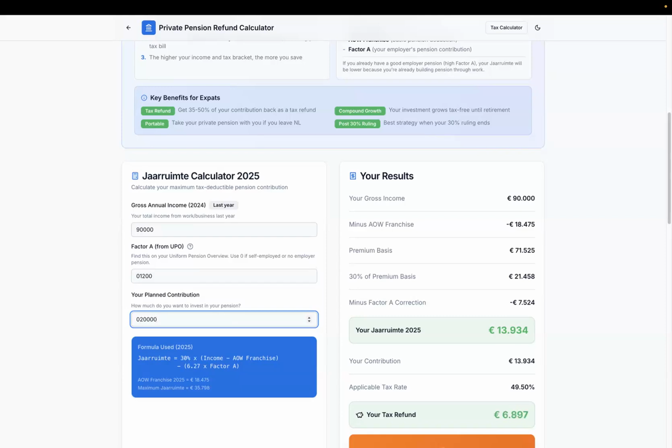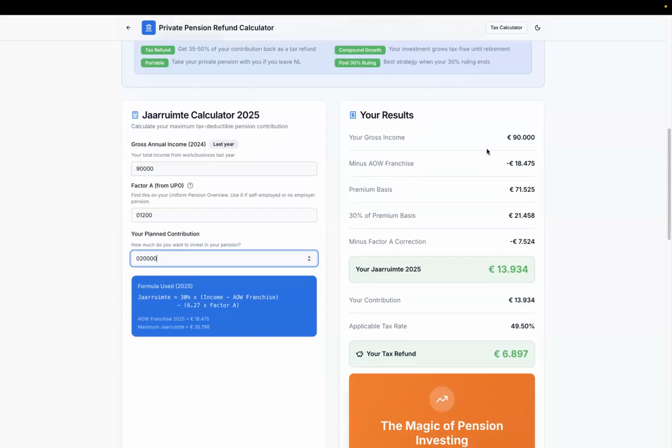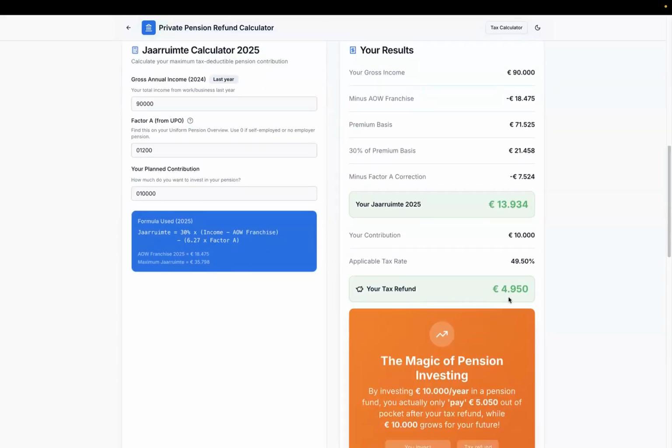So let's say the factor is about 1,200, and let's say your planned contribution yearly is about 20,000. So you can see here that your gross income is this, your premium base is this, your factor A correction is this much, and your Jaarruimte for this year is about 13,934. This is the maximum that if you contribute, you'll get some tax benefits. So let me just make it 10,000. So you can see that if I put 10,000 euros into my pension fund, I can get a tax refund of about 4,950, which is about 5,000 euros. So almost 50% I can get back in my tax return.